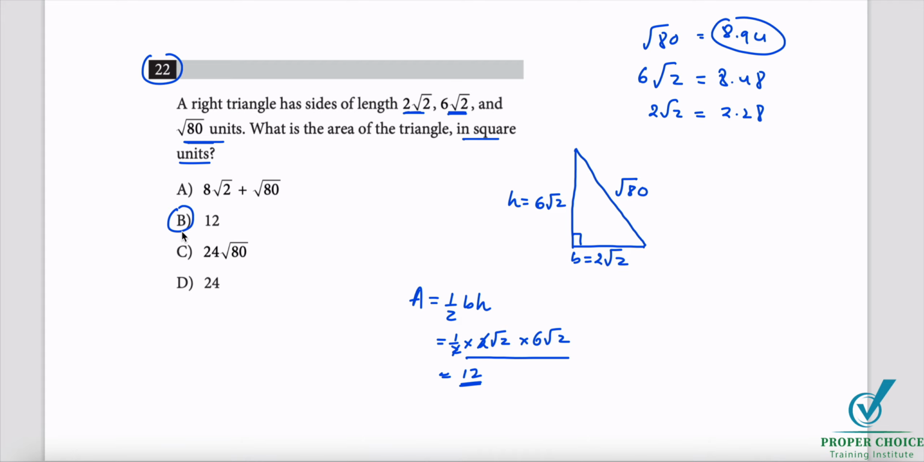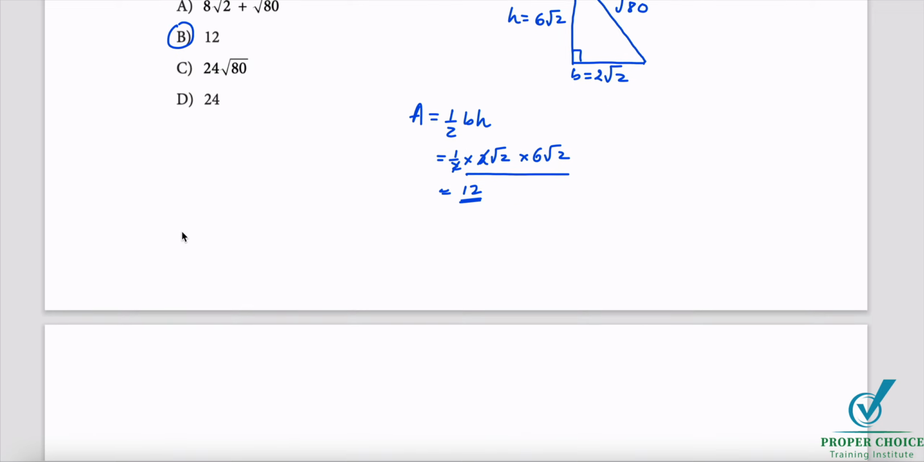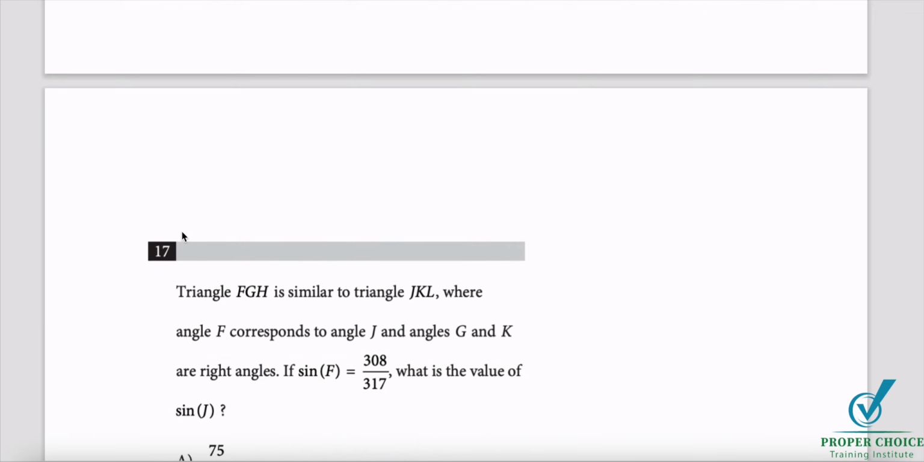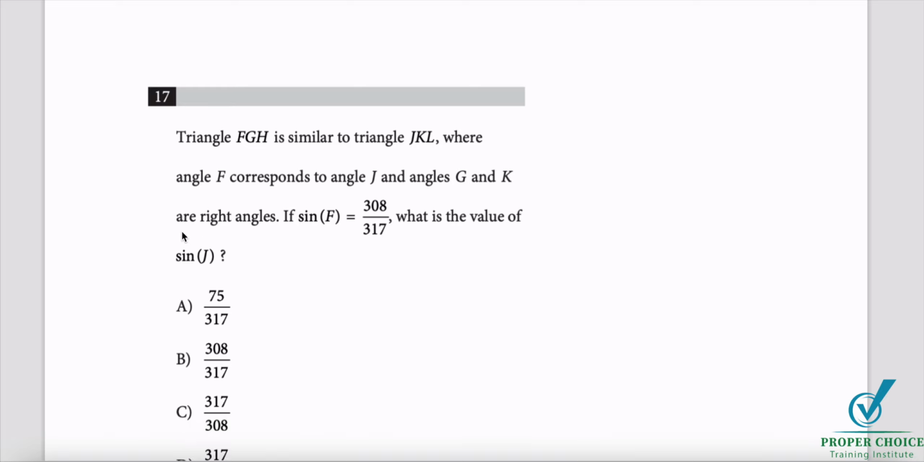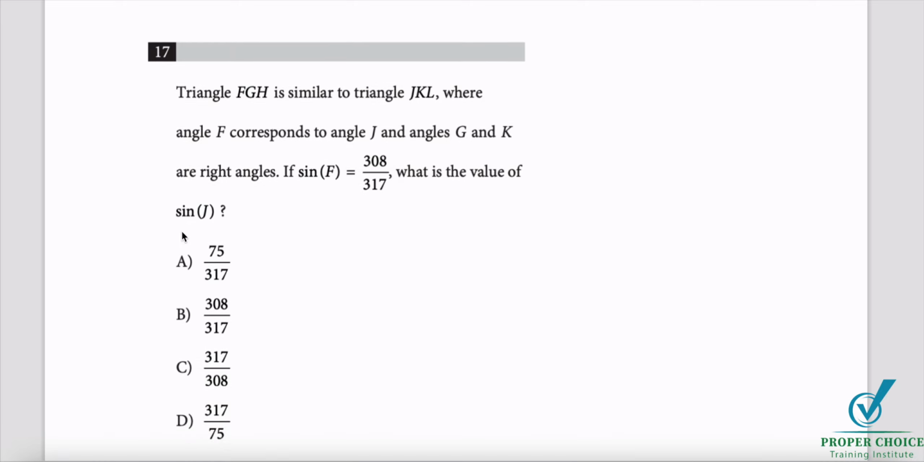Make sure that triangles are among the most commonly tested concepts on the digital SAT, maybe relating to similar triangles, area of a triangle, perimeter of a triangle, right triangle, isosceles triangle, and so on. Here is another example, which again relates to triangles.